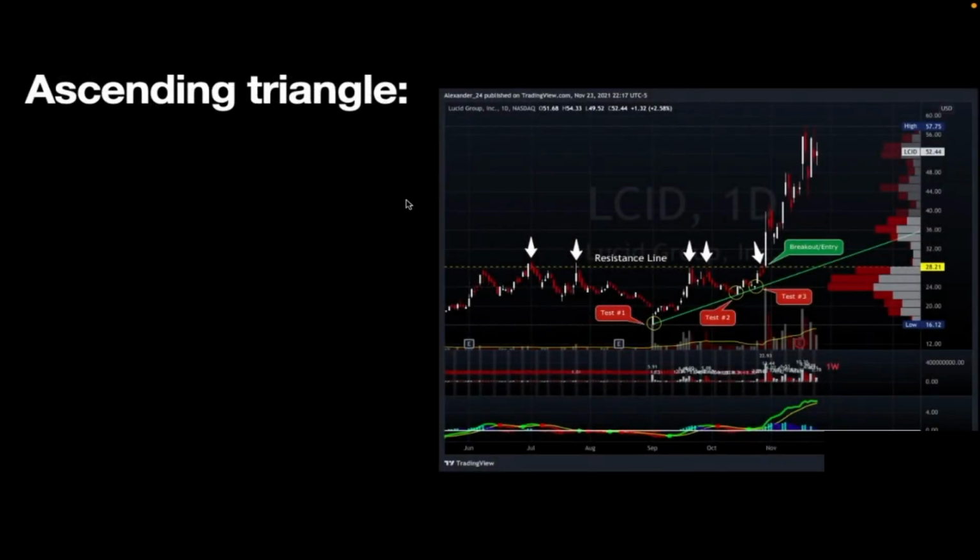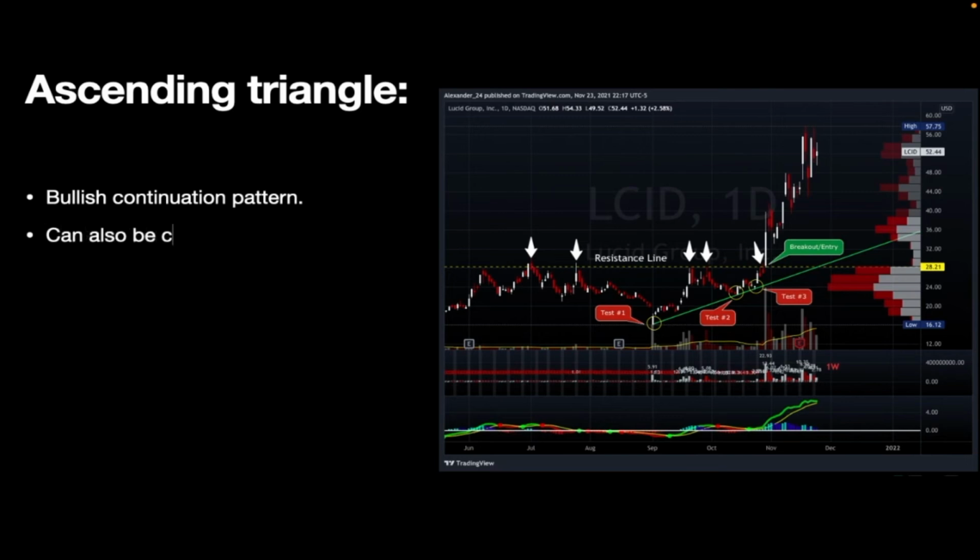So in this specific setup, this is on LSID. So this is a bullish continuation pattern. Can also be considered bilateral. And what I mean by that is if this resistance was in the way and it rejected off and broke the trend, this would have ended up being a bearish pattern. So any bullish pattern can still go the other way, but these triangles specifically are considered bilateral.